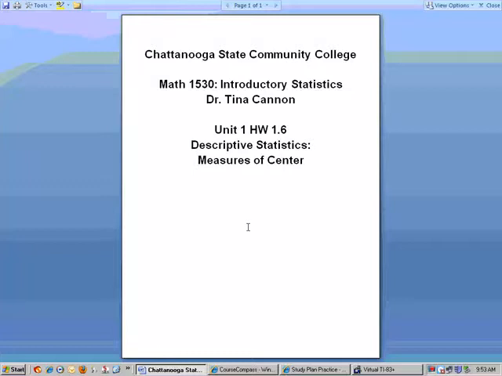In this segment, I want to show you how to use your TI calculator to calculate descriptive statistics. And in this, we're going to focus on the measures of center, which means finding the mean, the median, the mode, and the mid-range.